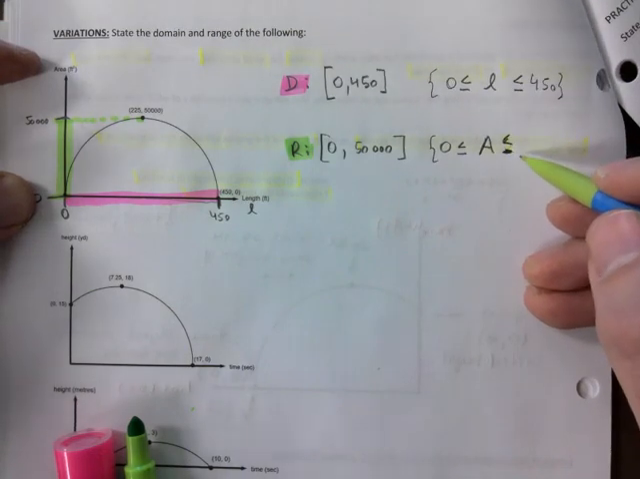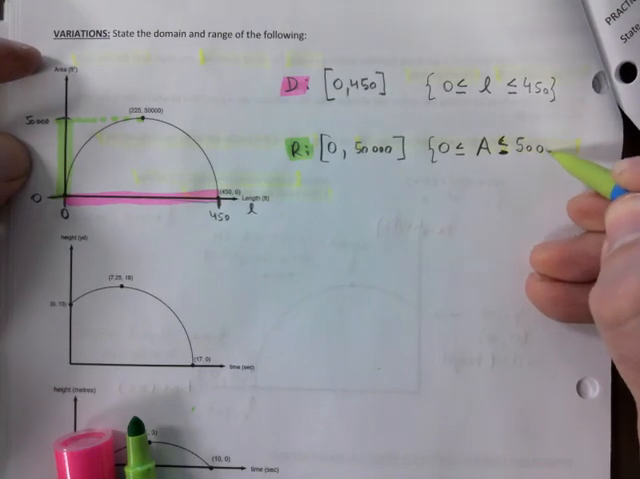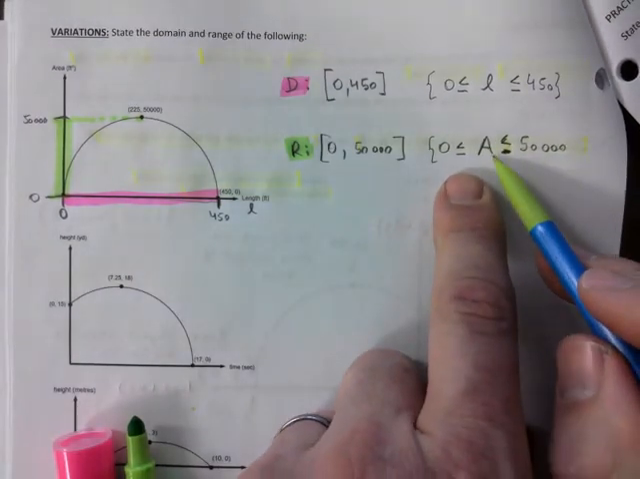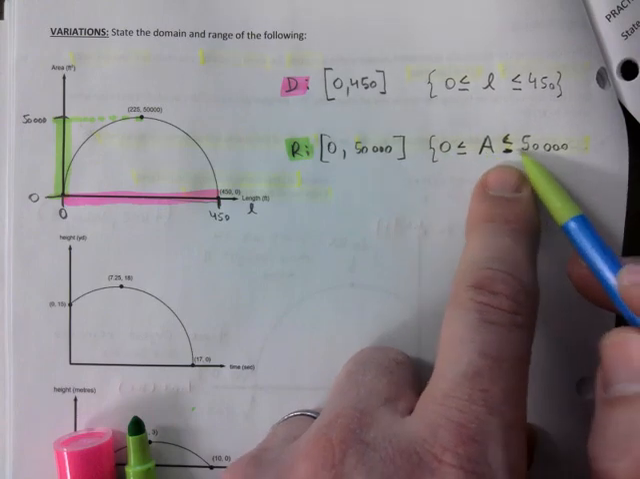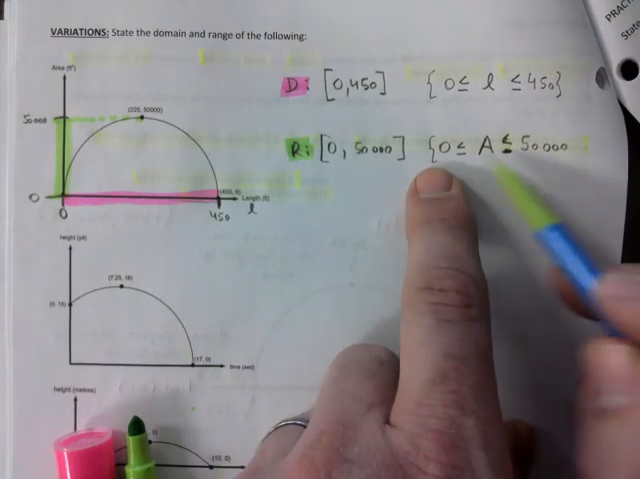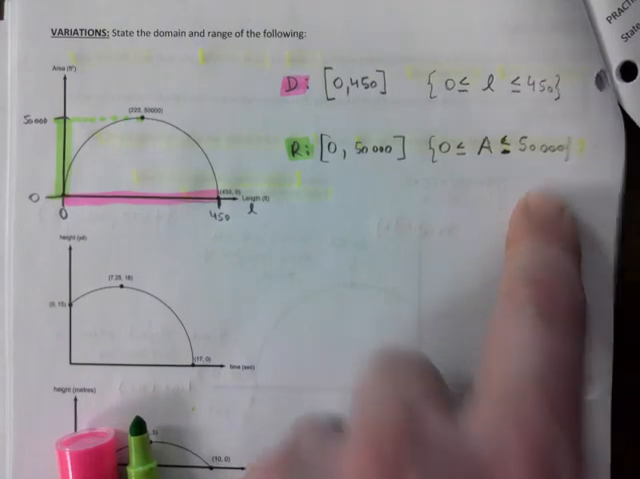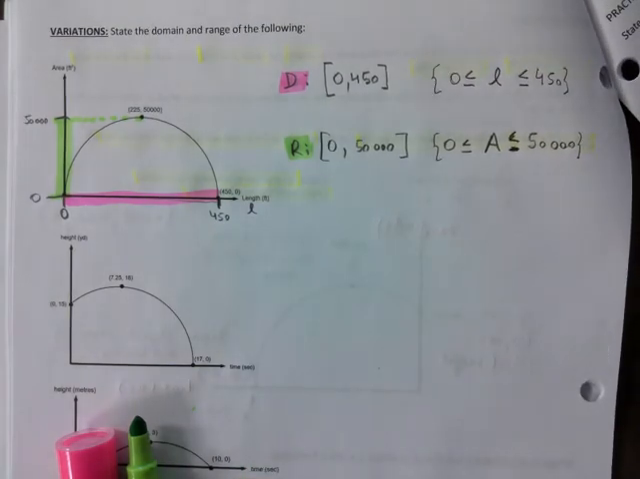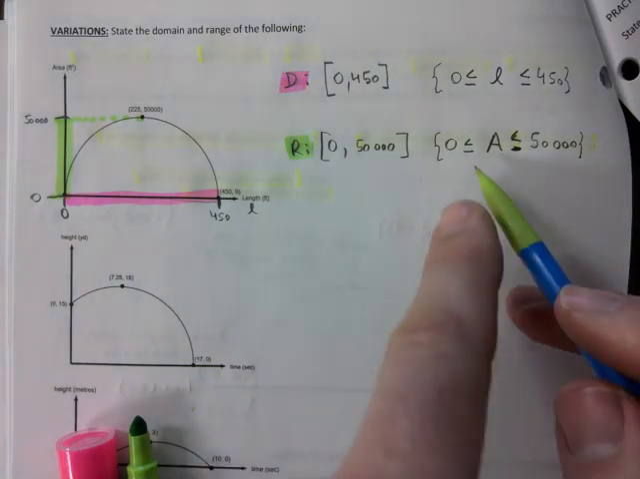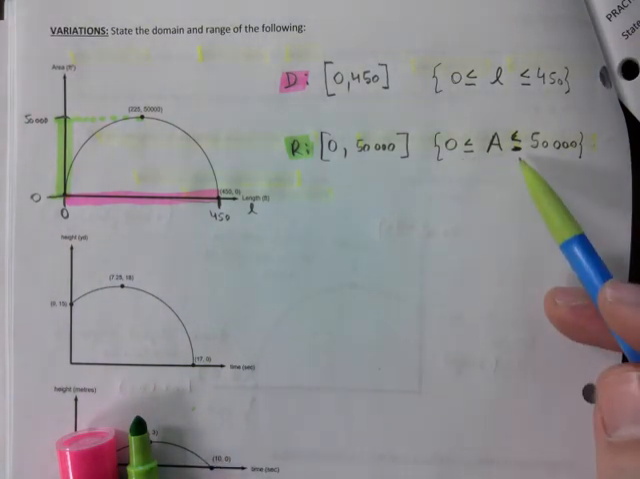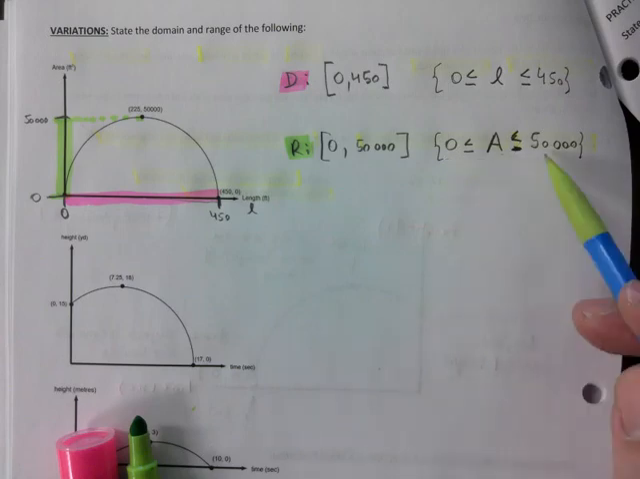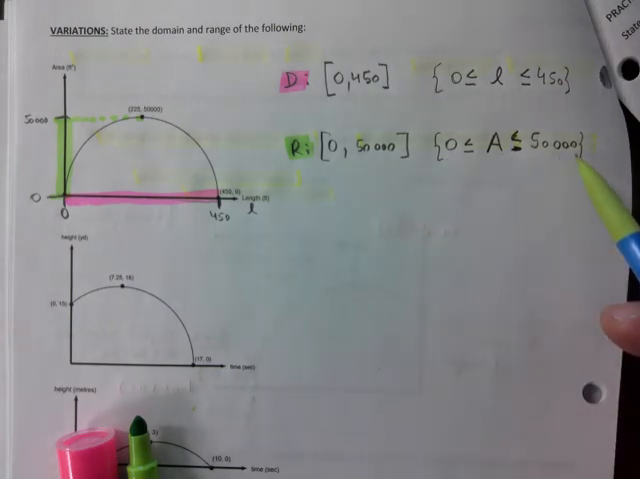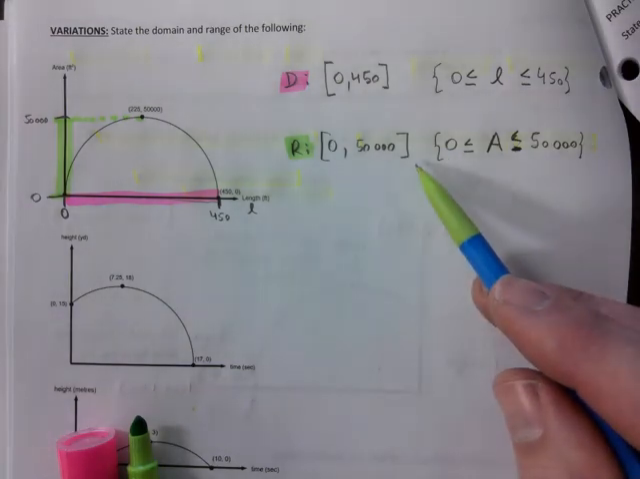And it's going to be 50,000 on this end. So you're saying A is greater than 0, but it's less than 50,000, right? So you're kind of putting a fence around it. It's like, hey, these are the only ones that apply. The only ones that apply for A are anything between 0 and 50,000. Beyond 50,000, it doesn't exist. In the negatives, it doesn't exist.